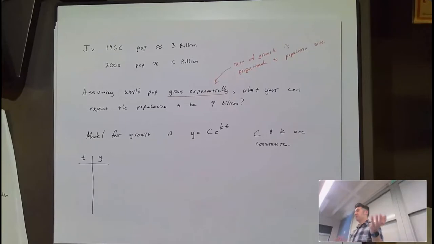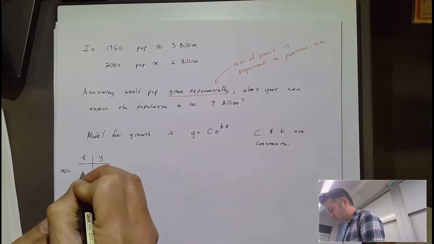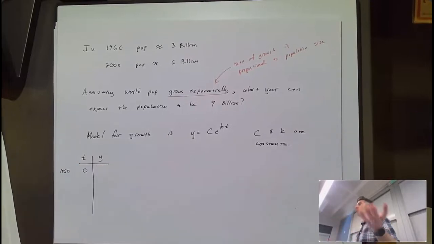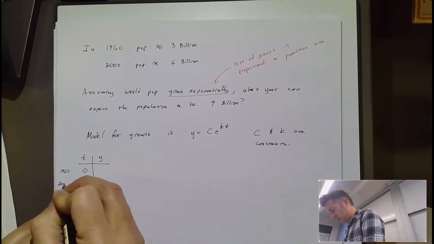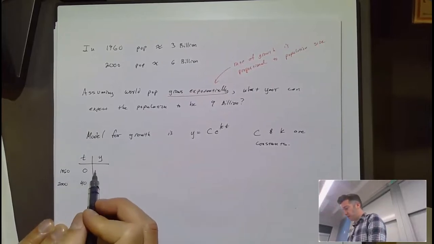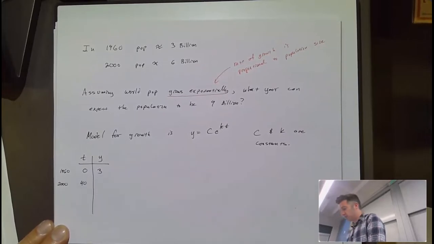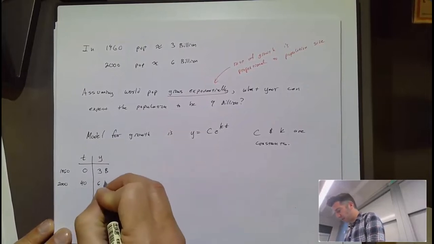And I don't want to start with time equal to 1960. That's not a very convenient number. So we're going to say that 1960 is going to be when time equals 0. Usually, if you can, you want to make your initial observation 0, because it's just going to make things nicer. And then we're going to say that the year 2000 is time equal to 40. And at time equal to 0, the population is 3 billion. I'm just going to write 3, so 3 with a lot of zeros. 3 billion if you want. And at time equals 40, the population is 6 billion.